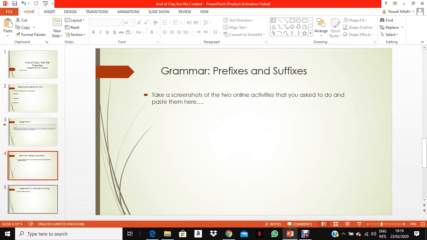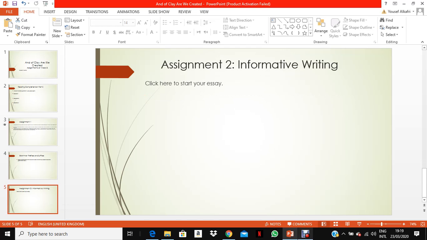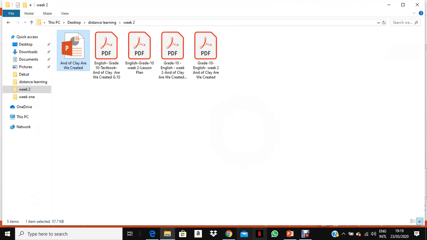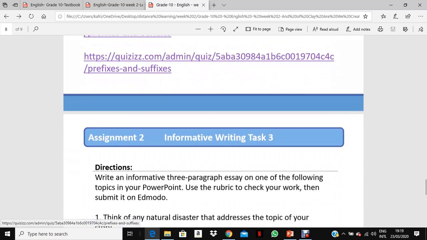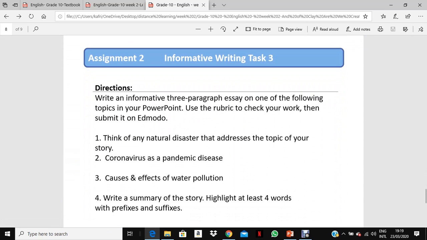Okay, the last thing for today is writing. So in this writing, actually informative writing, assignment 2, informative writing, task 3. We couldn't do writing task 3 in school, so we have to do it right now. So here we have some topics to write about informative writing. We have to write a 3-paragraph essay about one of the following topics. Think of any natural disaster that addresses the topic of our story.